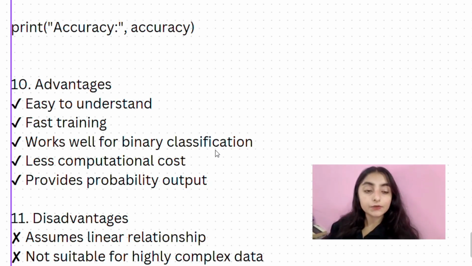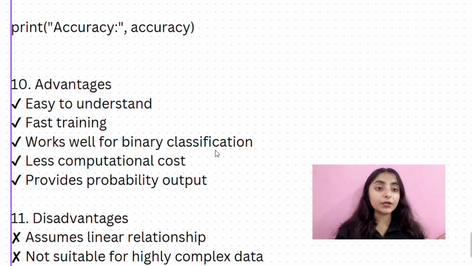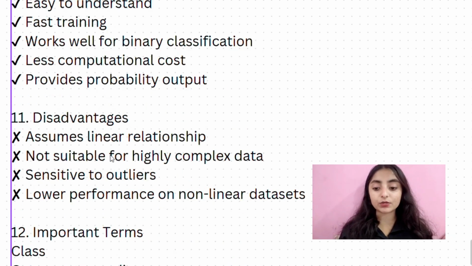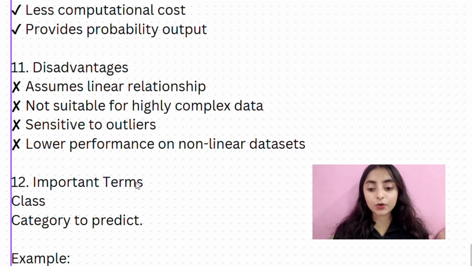Then we can see the disadvantages. It assumes a linear relationship. It can't handle the relationship when the values are numerical, because this is in classification values. So it is not suitable for highly complex data. It is not suitable for highly complex data, and it is sensitive to outliers. Linear regression is also sensitive to outliers, and it has lower performance on non-linear datasets. On non-linear datasets, it has lower performance.